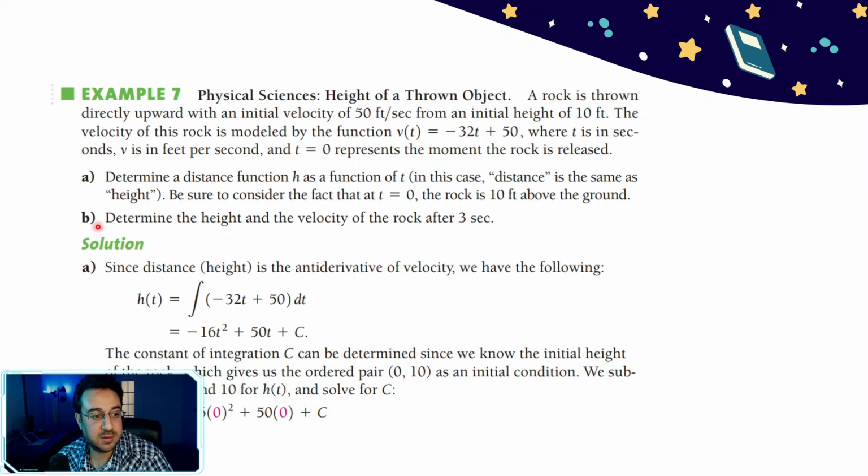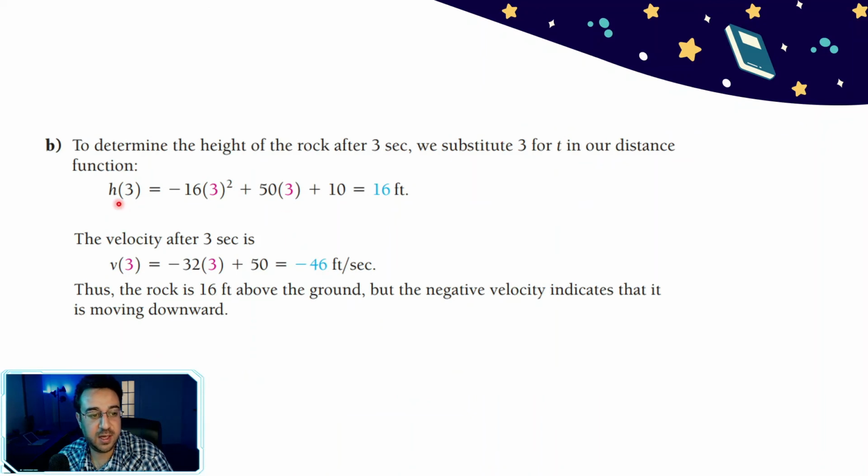In part B, he's asking you to determine the height and the velocity of the rock after 3 seconds. So when t was equal to 3, what was the height? You already have the function of height. H of t equals minus 16t squared plus 50t plus c, in this case plus 10. Then h of 3 would give you the height, and v of 3 from what's given in the question would give you the velocity. So you can see h of 3 gave you 16 feet, v of 3 gave you minus 46 feet per second.